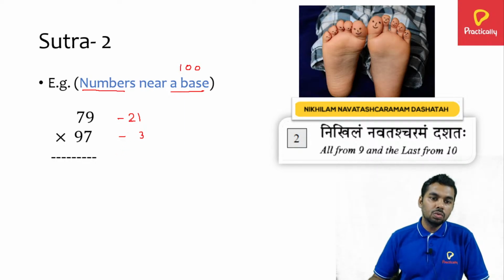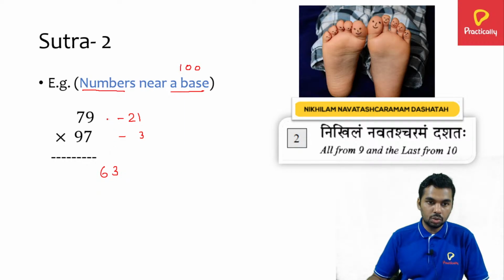So I have to do, what is 21 multiplied by 3? It is 63. 20 multiplied by 3 is 60 and 1 multiplied by 3 is 3. So the answer is 63. Now these are the last two digits of the final answer.